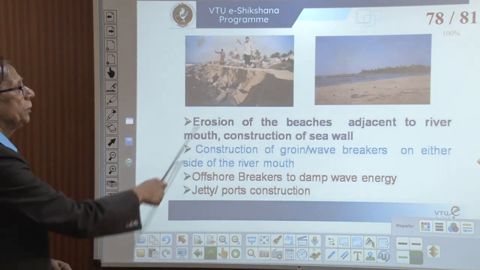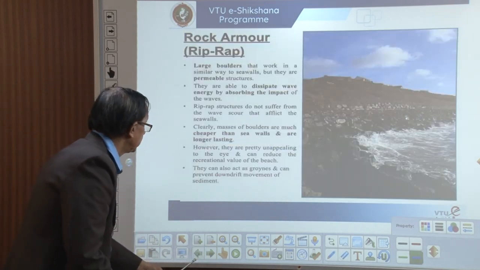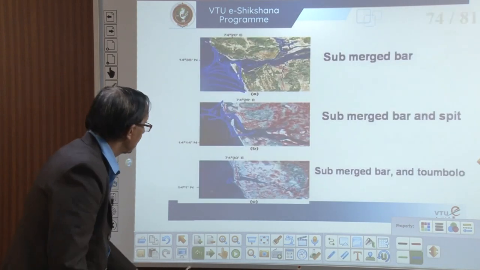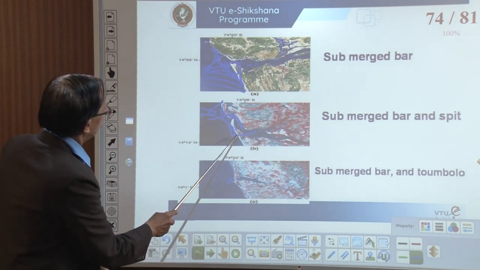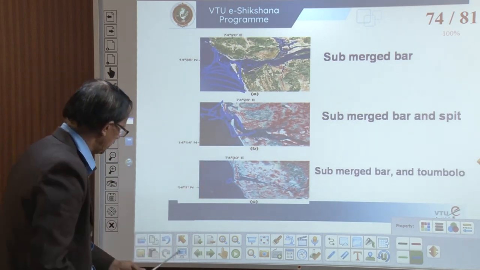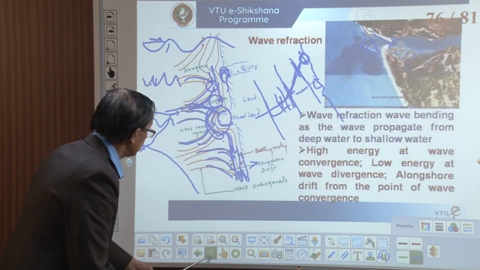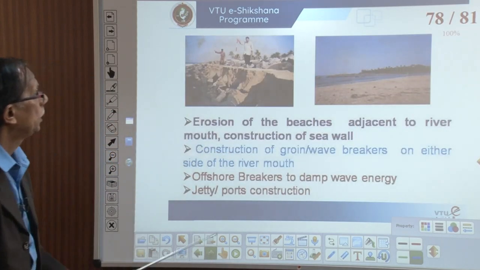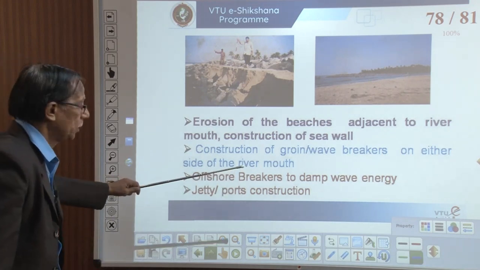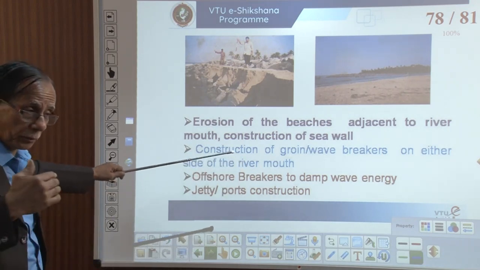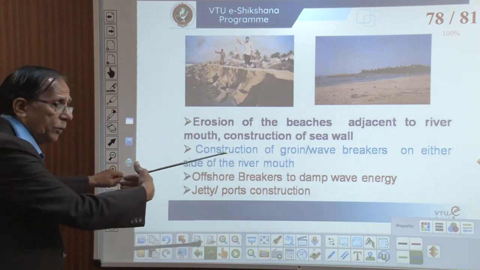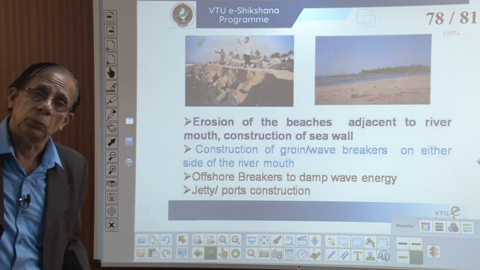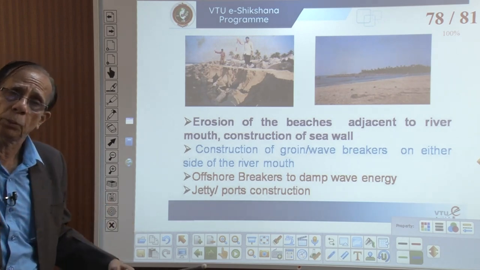Now, just now previously we explained this. Because of the continuous shift, they constructed a seawall, but that seawall has suffered now, as you find. Though we constructed a seawall, because of the continuous push force from the river and a spit growing, the seawall collapsed. So, on one side there was a longshore drift, and we did not prevent it.